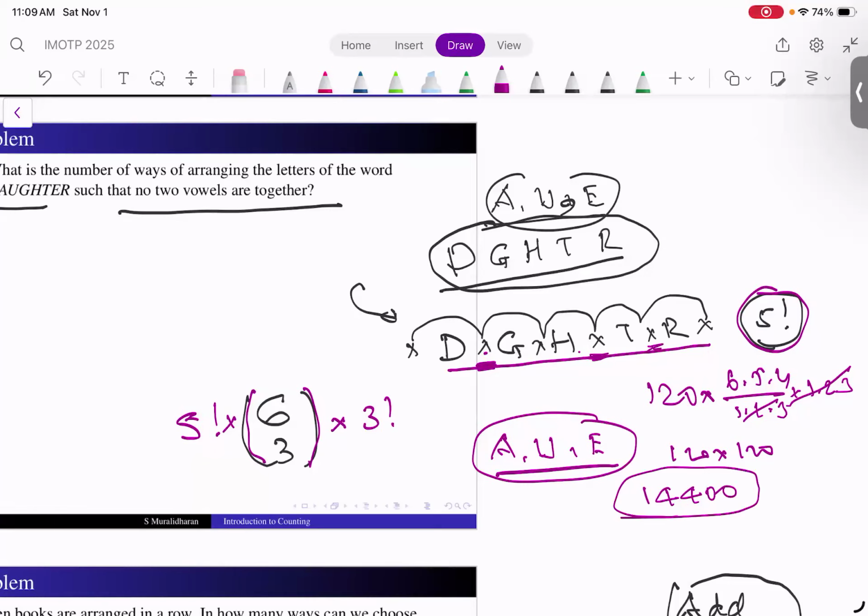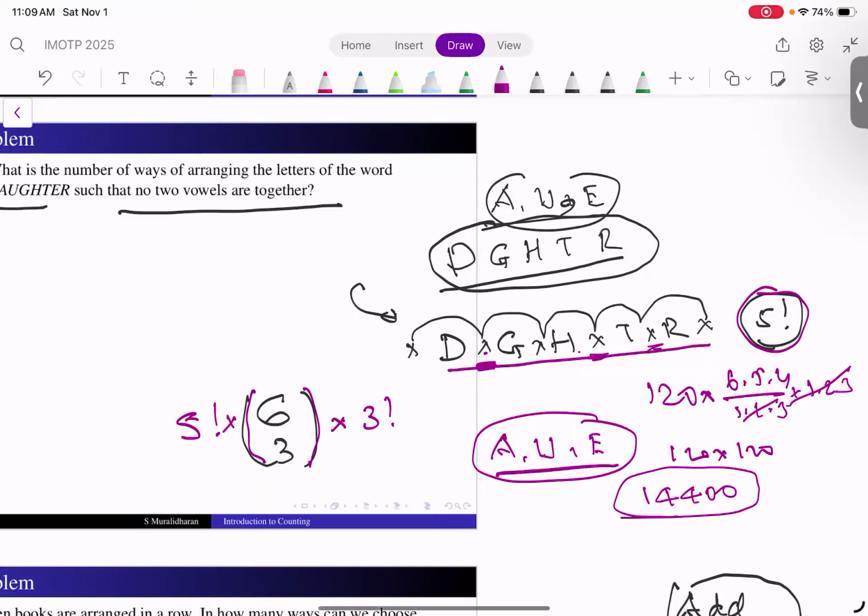Clean, right? Sir, I have a doubt. You said that we have to place A, U, and E in three of those 6 places. Yes. But what if they're together? Like AU is in one place. That you don't want exactly, right?